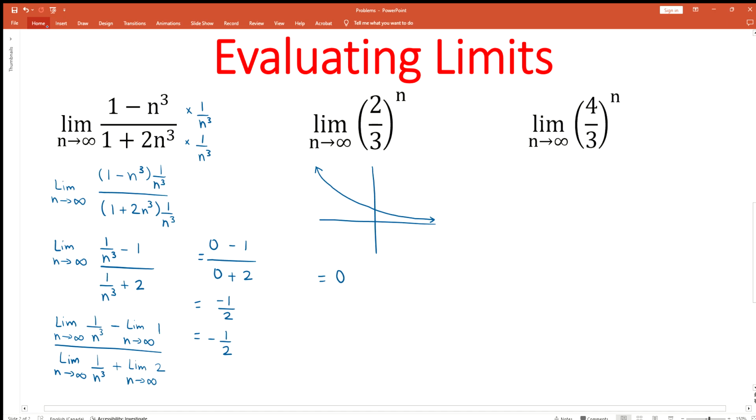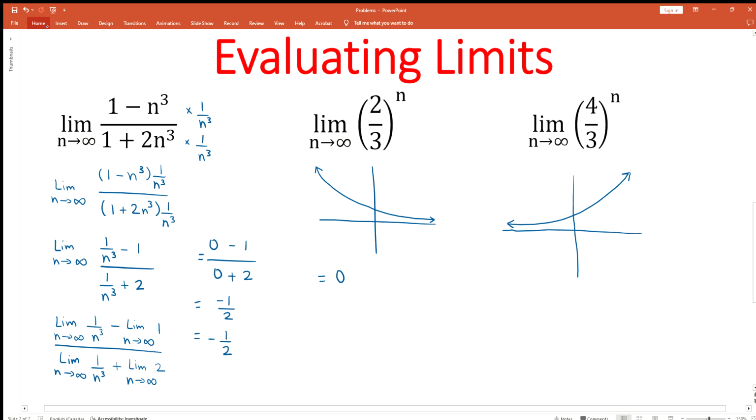Limit n approaches infinity, 4 over 3 to the power n. The expression 4 over 3 to the power n is an exponential expression because the variable n is in the exponent. The base of this exponential expression is 4 over 3. 4 over 3 is greater than 1. So the graph of this exponential expression is a curve that goes in the upward direction from left to right. It's an increasing function.